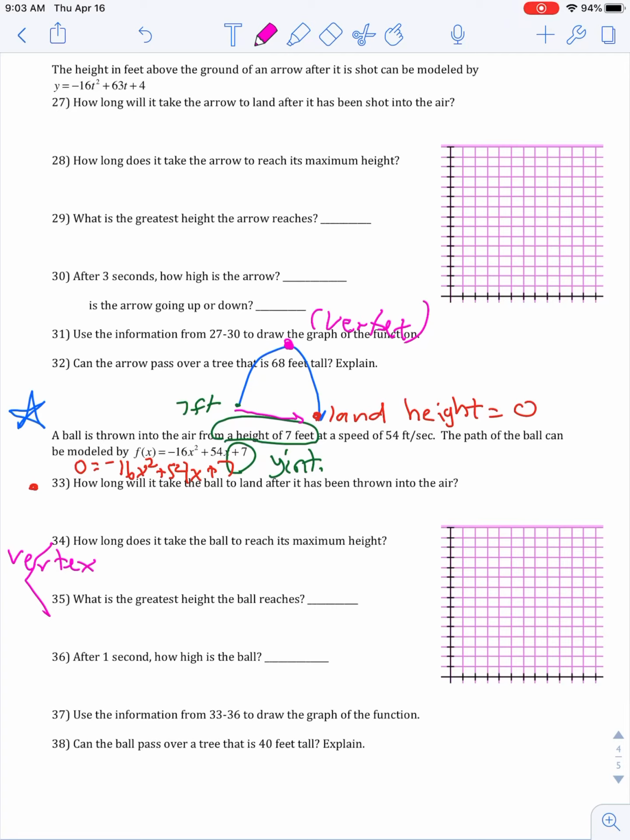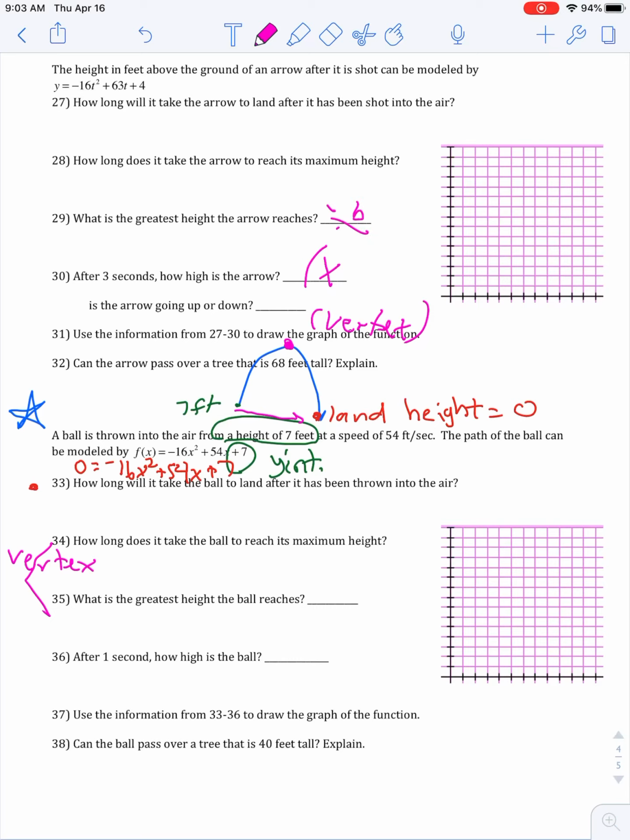Question 36 asks, after 1 second, how high is the ball? And then it asks us to graph in another additional question after we've graphed it. So we're going to go through and solve some of these. Now, I think a lot of times the vertex is easier for a lot of you to calculate. So I'm trying to find that vertex. Well, this equation is in standard form. So to calculate the vertex, the x value of the vertex is negative b over 2a.